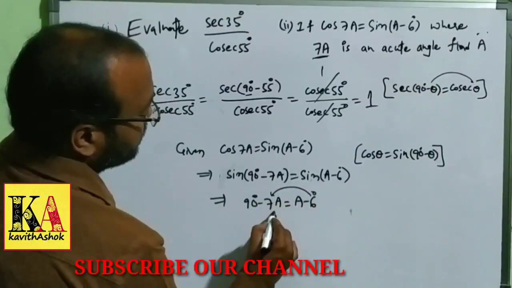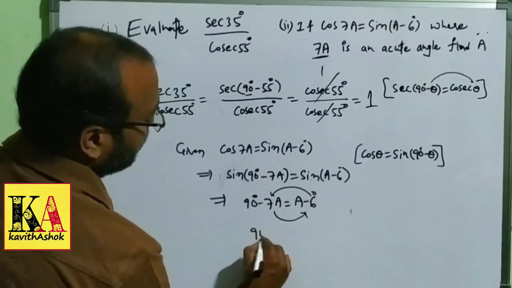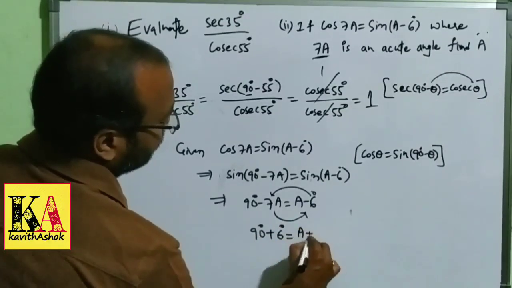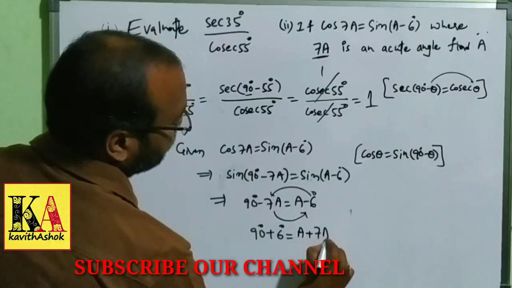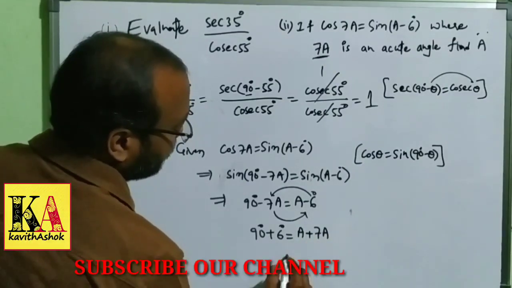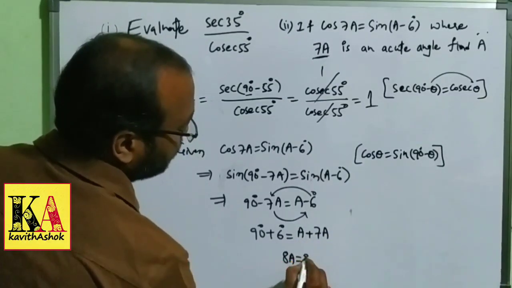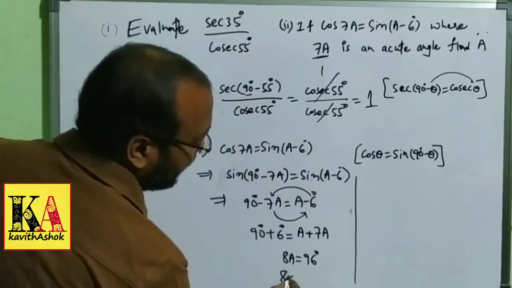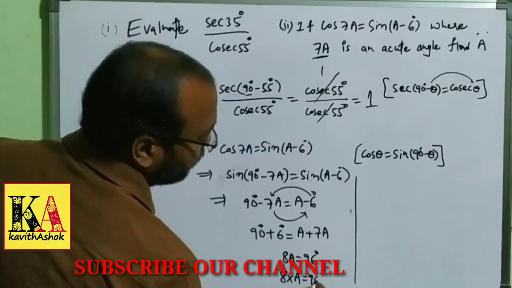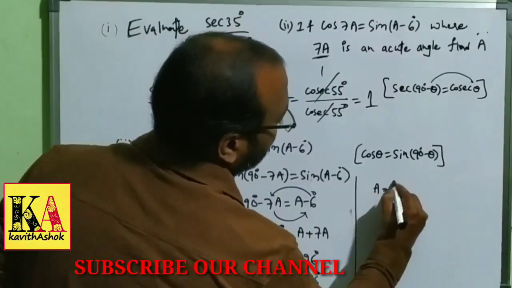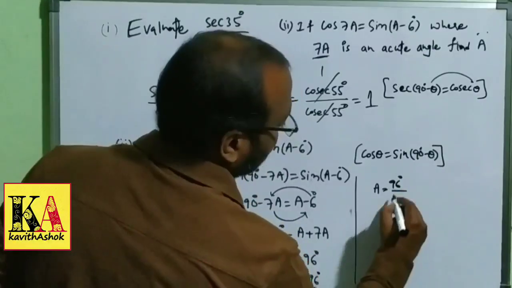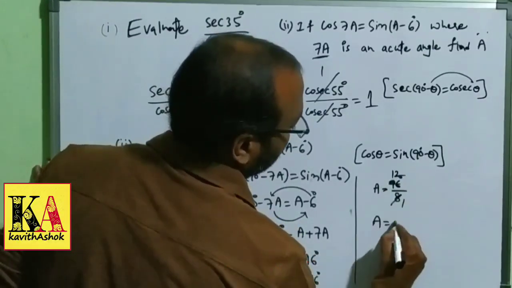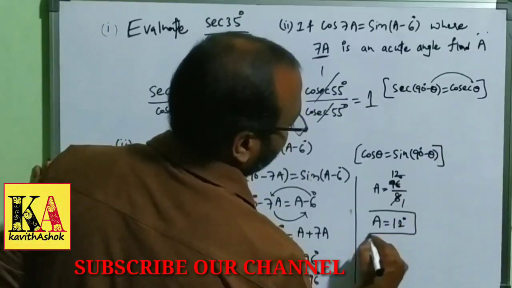Take this 6 to the left and 7a to the right part. 90 degrees minus 6 degrees will become plus 6 degrees. A minus 7a will become plus 7a. So 7a plus a is 8a. 8a is equal to 96 degrees. 8 into a is equal to 96 degrees. A is equal to 96 degrees by 8. So a is equal to 12 degrees.